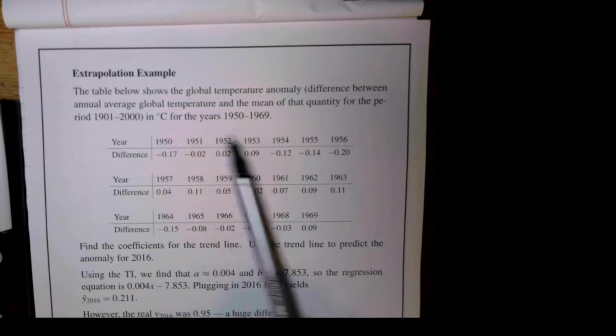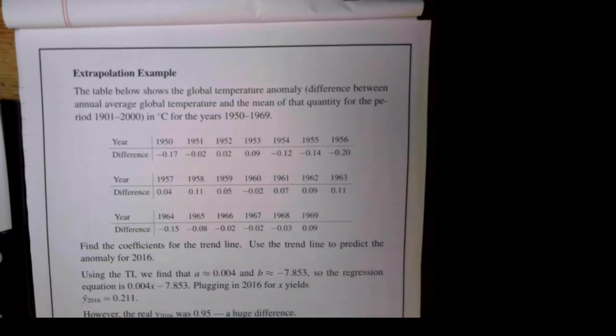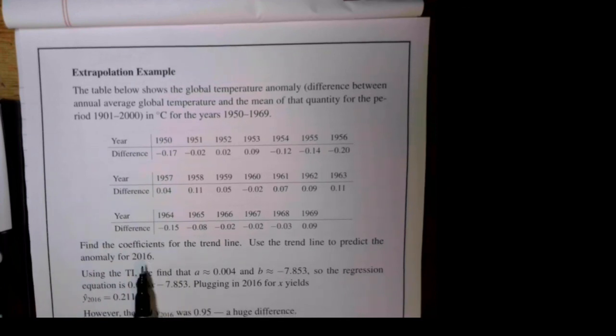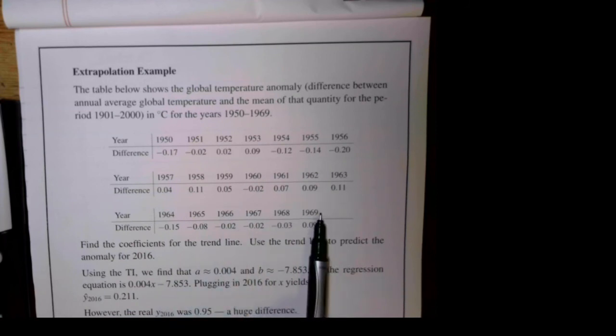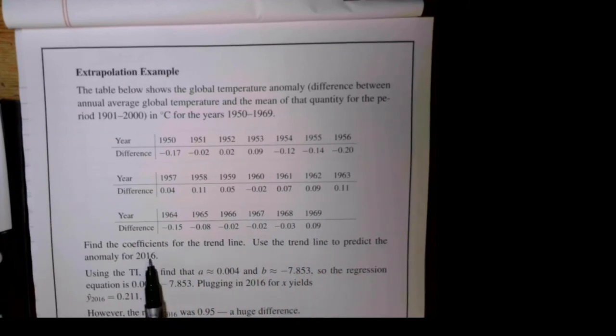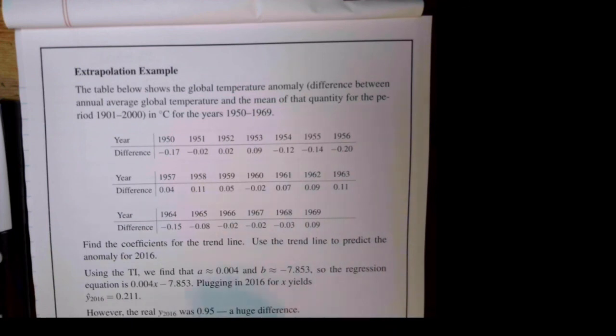Okay, using this data, and this is 20 years of data, we find the coefficients for the trend line and use that trend line to predict the anomaly for 2016. Now remember, this is going to be a kind of extreme extrapolation. This data only goes up to 1969, and this is asking us to predict something about 47 years later, which is way, way too far. So you could expect it to go wrong, and it does.